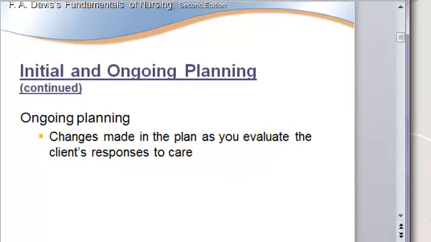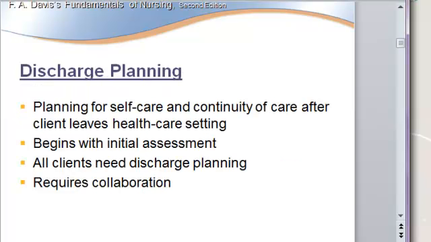Our ongoing plan, these are changes that are made as you evaluate the client's responses to care. Such as, a patient's admitted with pneumonia, and we give bronchodilators, and then we do the before and after assessment of that patient. What were those breath sounds like before the bronchodilator treatment? What were they after? After we even put the head of the bed up, did we have a good response? Did the patient's respiratory rate go down, or was the patient more comfortable?